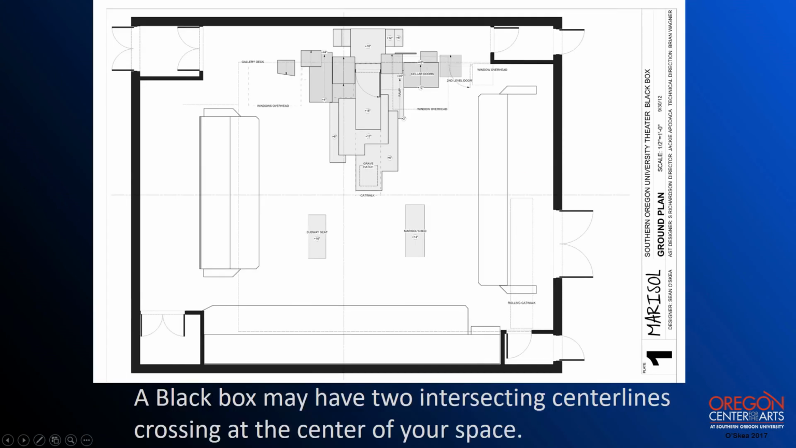So a black box might have two intersecting center lines crossing in the center of your space, and that's fine. If you don't have a plaster line, if you don't have a proscenium arch, then you're not going to have a center line and a plaster line. You might have two center lines. So there might be a spot in your black box theater or your flexible space or whatever that you're just saying, all right, the distance from this wall halfway is here, and the distance from this wall halfway is here.